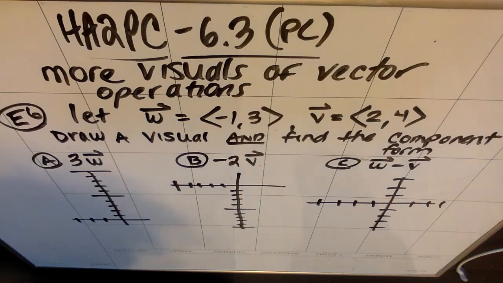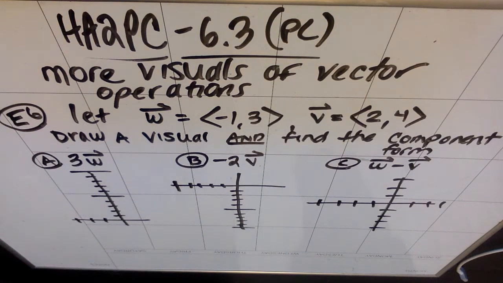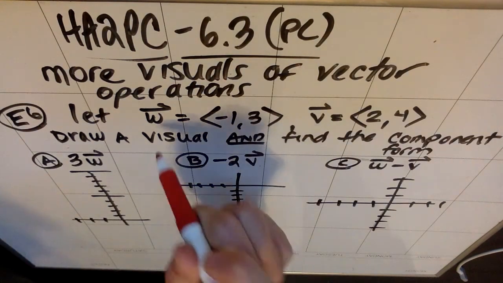So here is example 6. Let vector w be the vector -1, 3, and vector v be the vector 2, 4. Draw a visual and find the component form of each one of these. I kind of cheated and already made grids that are going to fit what we want. So we're going to do vector w in red.